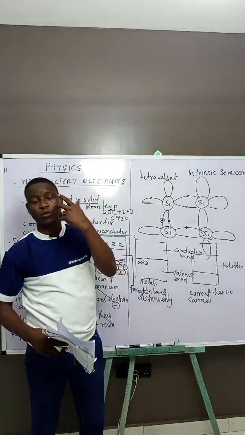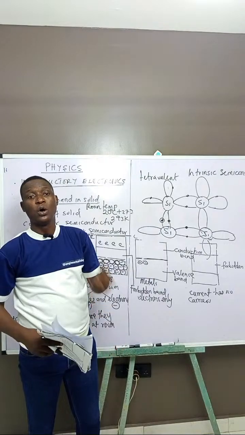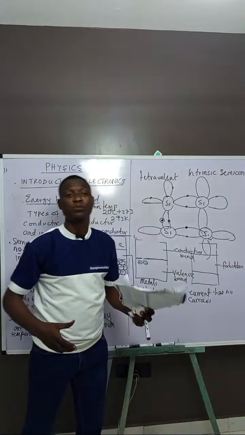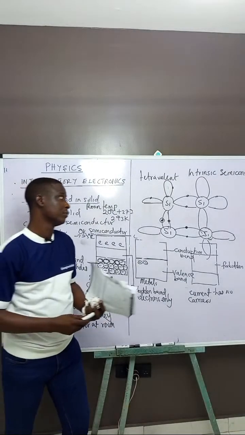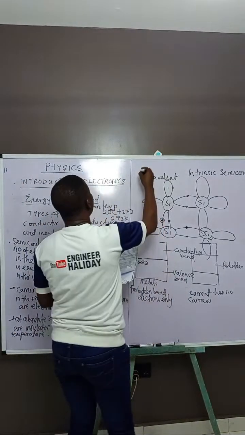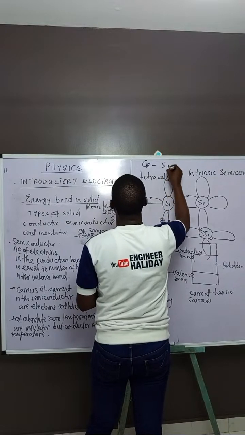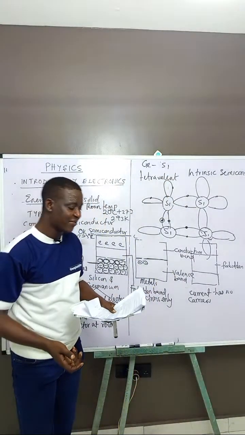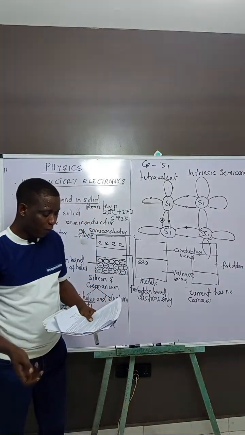Because covalent bonding has to do with sharing of what? Of electrons. While electrovalent is what? Transferring of electrons. So if I want to combine germanium and silicon, what bond will we use to join them together? They can ask you in the exam, and it is what we call a covalent bond.